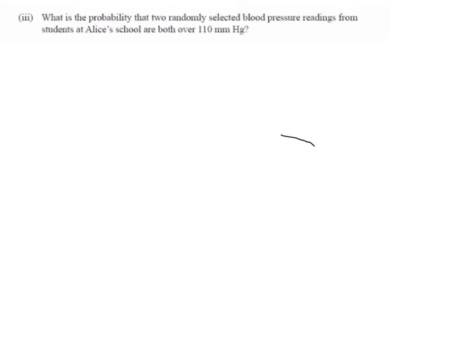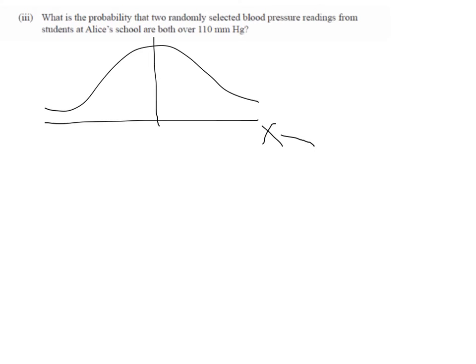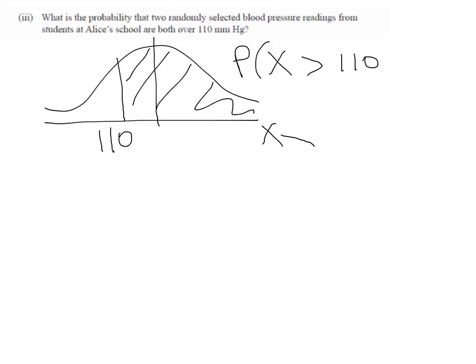Okay, next question. Getting a tiny bit harder, but still fairly easy. Probability that 2 randomly selected blood pressure readings are both over 110 mmHg. Okay, so again, here's my x. I'm first looking at the probability that one student's reading is greater than 110. So we're going to find P(x greater than 110). Right, graphics calculator, very easy.